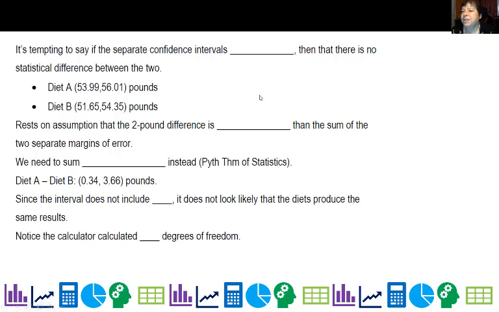All right. So it's tempting. By the way, one mistake I do see occasionally when we start this unit is people compare two separate confidence intervals and say, oh, well, I just did a confidence interval for pizza D and I did a confidence interval for pizza PJ, and they overlap. So there must be no difference. You can't do that.